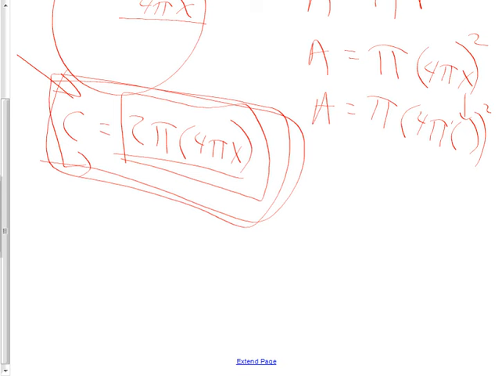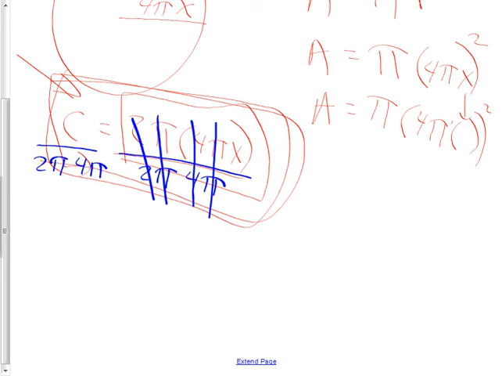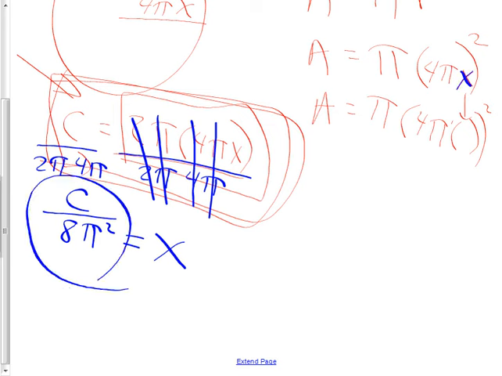But I think the best thing right now is to just get the x alone. I'm going to divide by exactly what I see. Dividing by 2 pi, 4 pi. That will make this cancel and this cancel, and the x is alone. So x is equal to c over, well, at least I got to say 8, and then pi times pi is pi squared. And then I was looking for something to plug in for that x. And now I have it. x is equal to that.